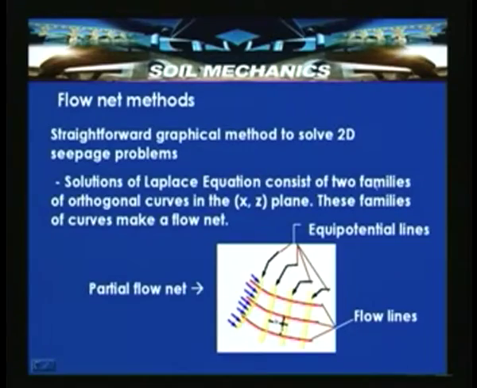So, the family of these equipotential lines and the flow lines is said to be a flow net, which is used for computing or solving seepage problems in the two-dimensional case, that is, for solving flow problems in two dimensions. Solutions to the Laplace equation consist of two families of orthogonal curves, called equipotential lines and flow lines, and when put together in a network they are called a flow net.